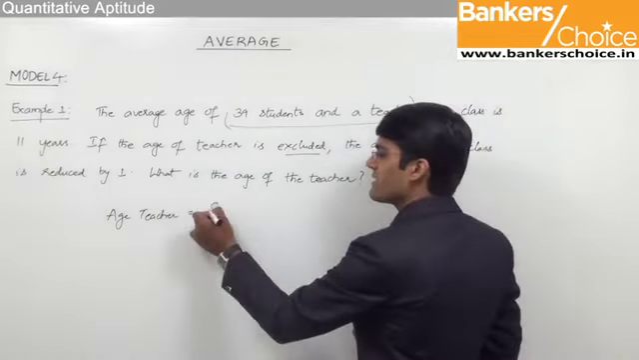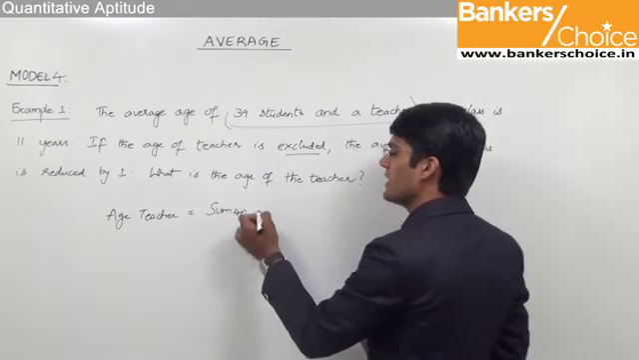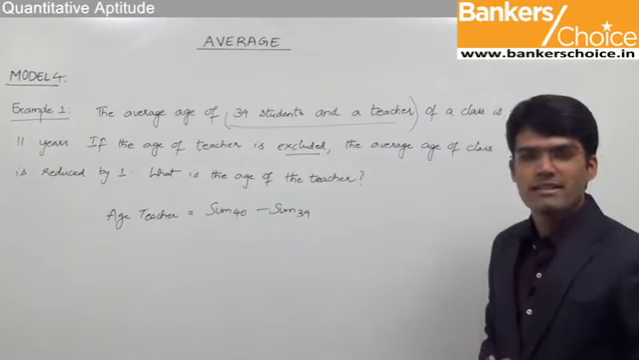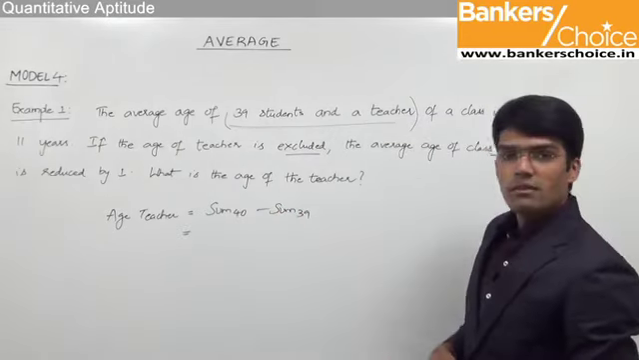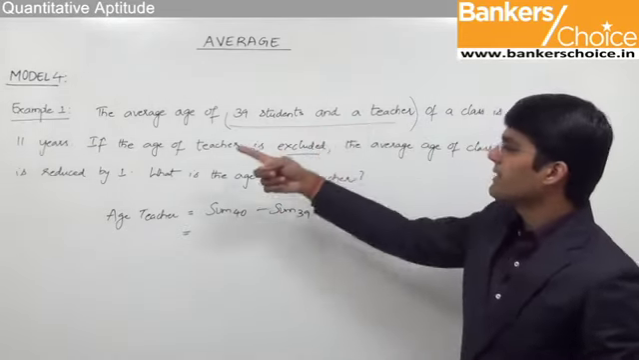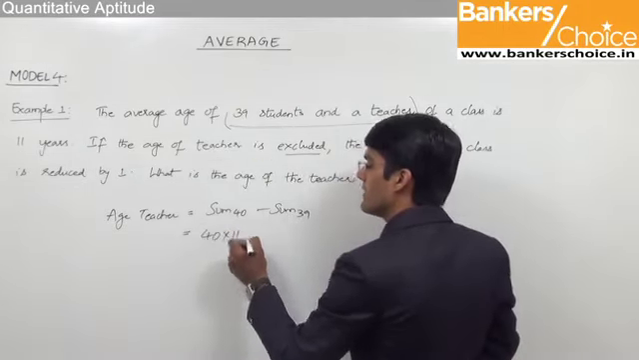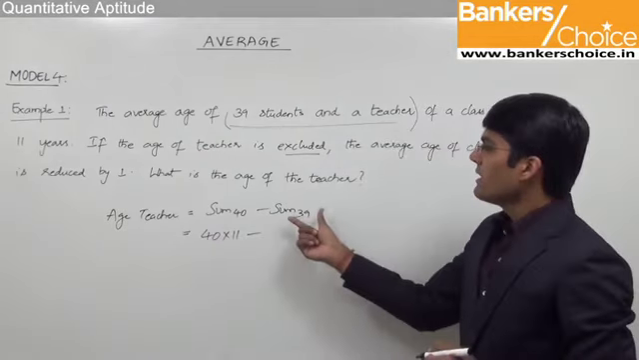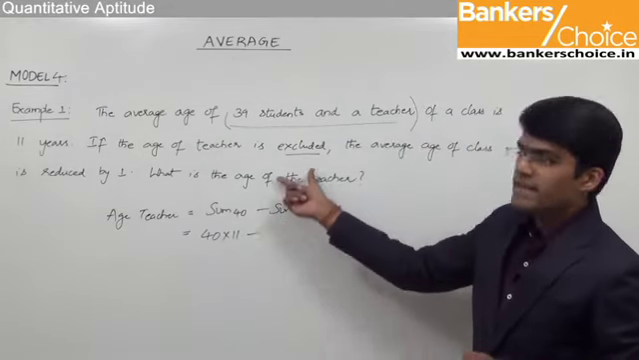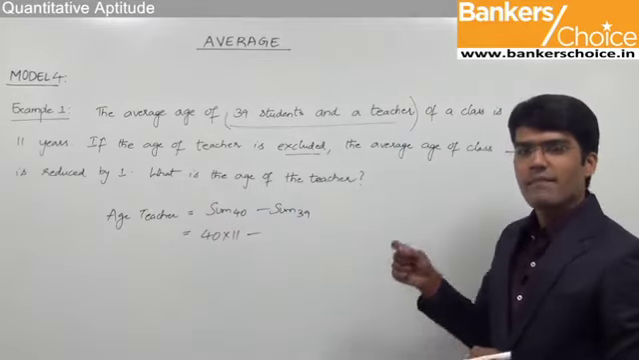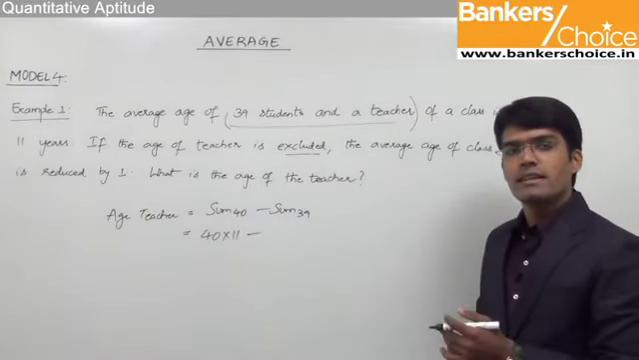So teacher's age is the sum of all the 40 persons initially minus the sum of all the 39 persons after the teacher has left. We know that the average of 40 persons is 11 years. So their sum can be taken as 40 into 11. When the teacher leaves the group, the average of the 39 students is reduced by 1.